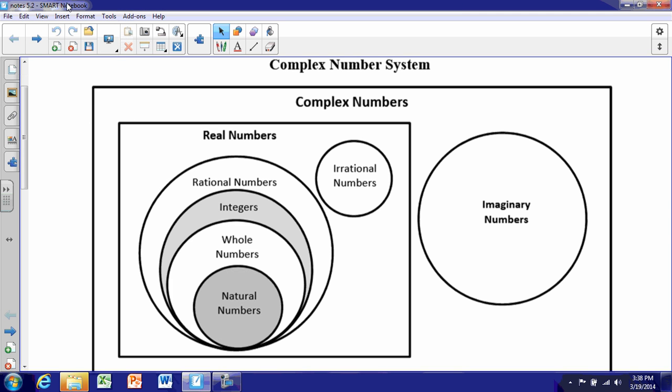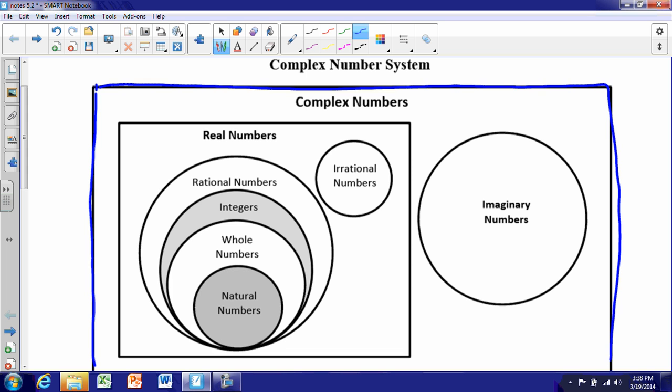Okay, today we're going to look at the complex number system, and that is just a way to categorize all numbers. Okay, so the first thing is this big square here, and inside of it is the word complex numbers. And that's because every single number, whether it has a pi or a square root or an i, or it's a fraction or a decimal or not a fraction or decimal, every single number is a complex number.